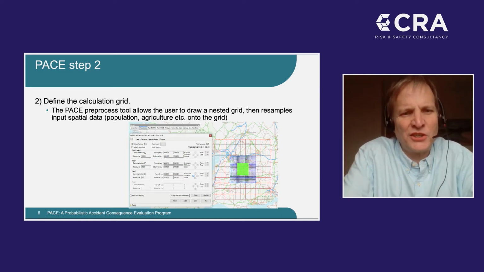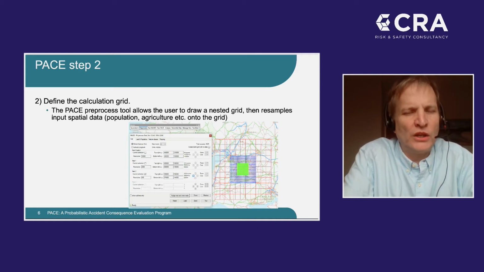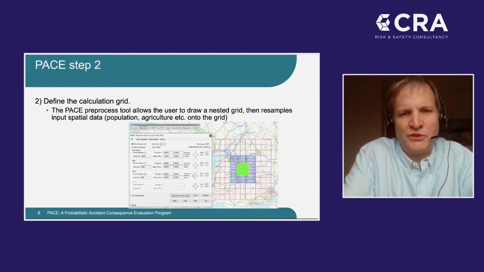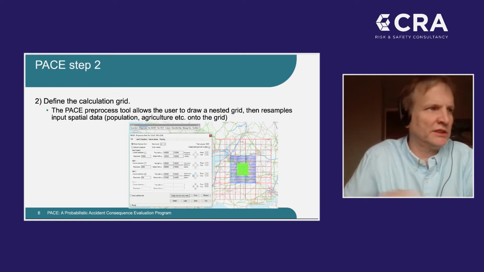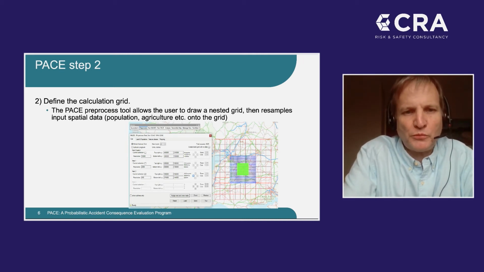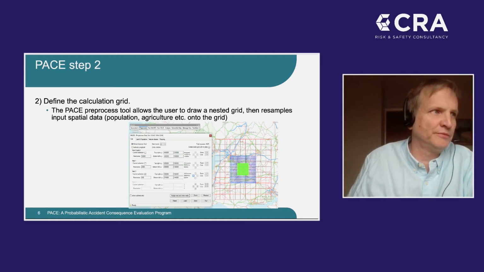As I say, it is kind of geared up for the UK, but we have used it in other countries around the world, in which case you'd have to use latitude and longitude rather than the British national grid, but it's perfectly possible. You would need to supply population and agriculture data, but it's certainly doable. So once you've defined the grid, all those spatial inputs like population, agriculture, and economic factors are resampled onto that grid for use in the PACE calculations.